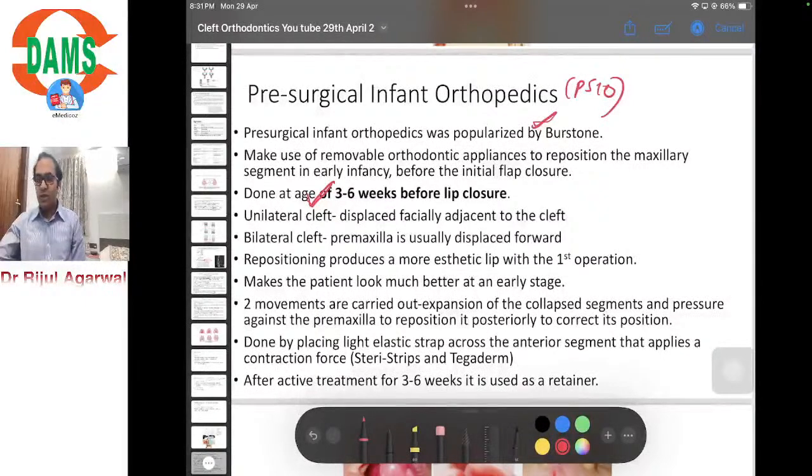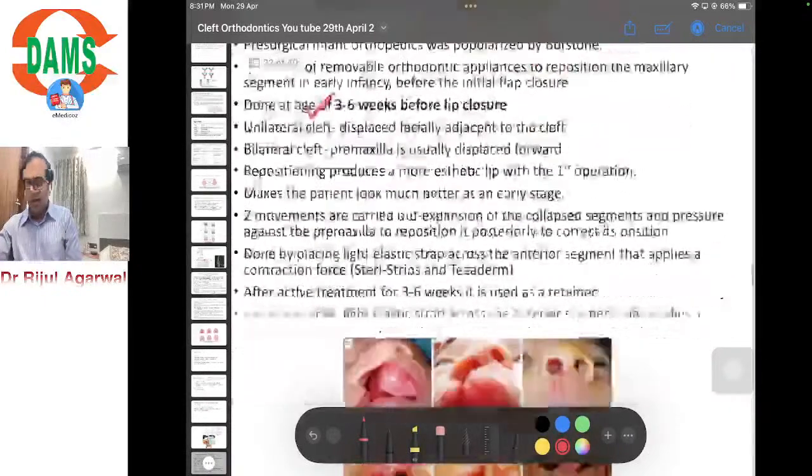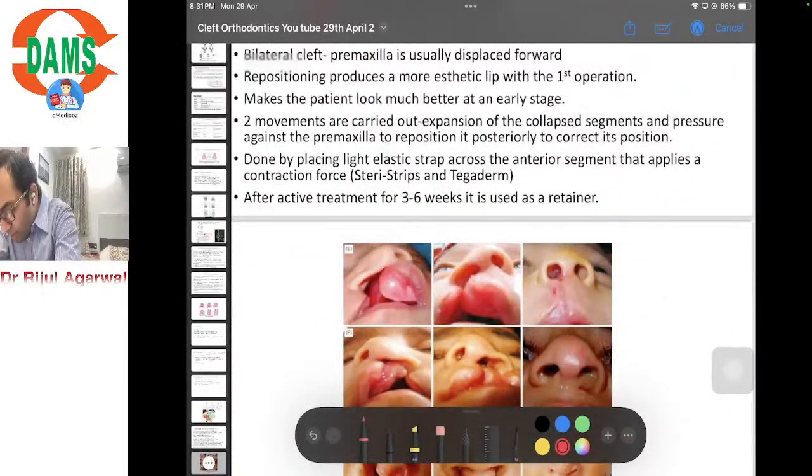So what are the two movements which should be carried out using this orthopedics? There is expansion of the collapsed segment, and pressure against the premaxilla to reposition it posteriorly to correct its position. It's done by placing light elastic straps across the anterior segment, which apply contraction forces. What are the names of these straps? These are Steri-Strips and Tegaderm. The child's caregivers are instructed on how to place these elastic straps across the segments.